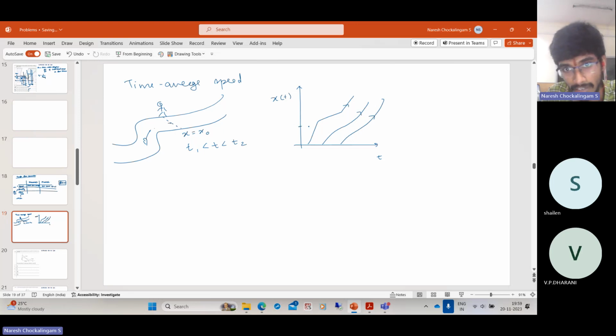Now you fix x equal to x naught, and you fix time from say t1 to t2. What are the vehicles passing through x in this interval? We have one vehicle here, and we have another vehicle here. So the time average speed Vt at a given point x in the highway is defined as the summation over all vehicles passing between t1 and t2, i equal to 1 to n, of the spot speeds of all such vehicles, divided by n. This is nothing but the arithmetic mean.